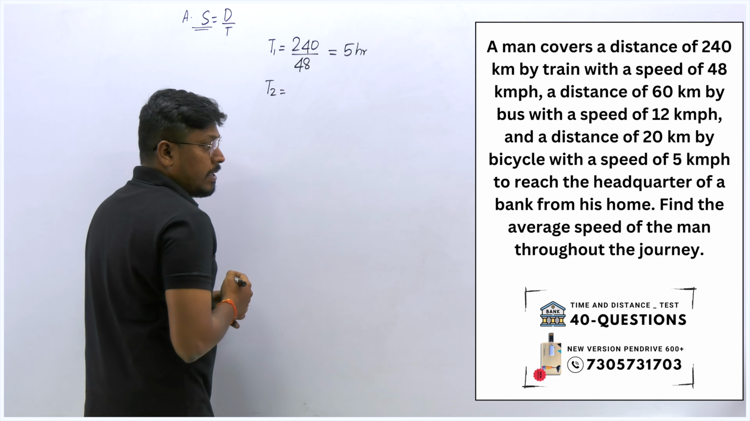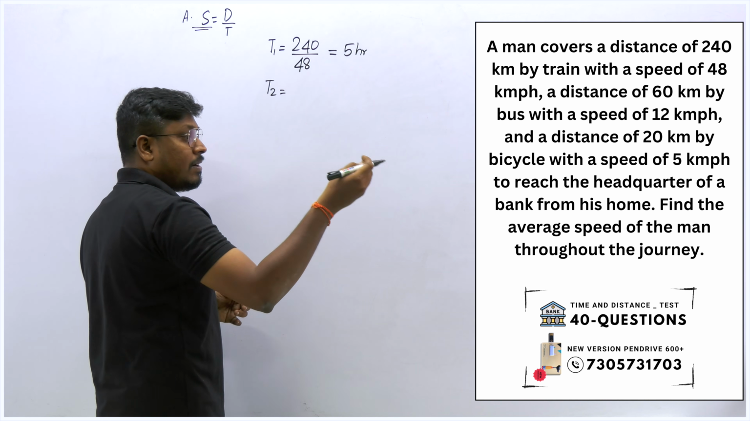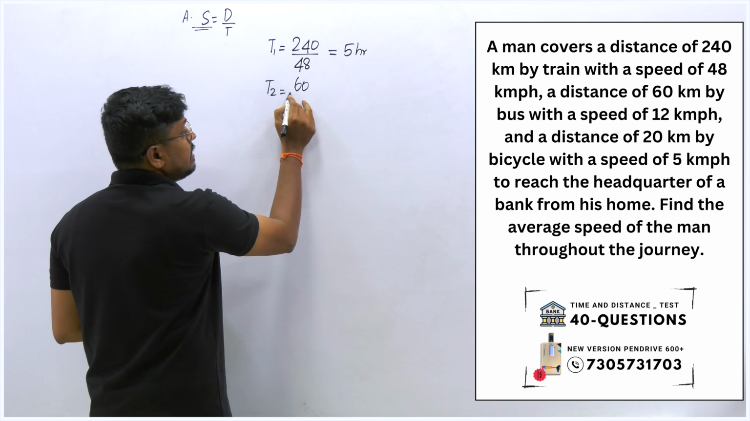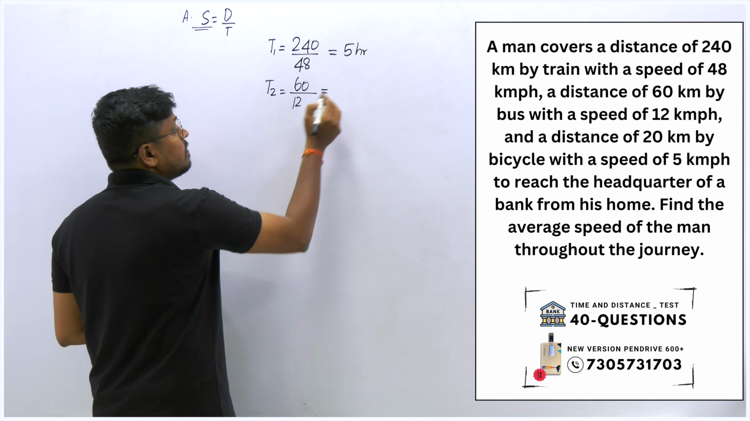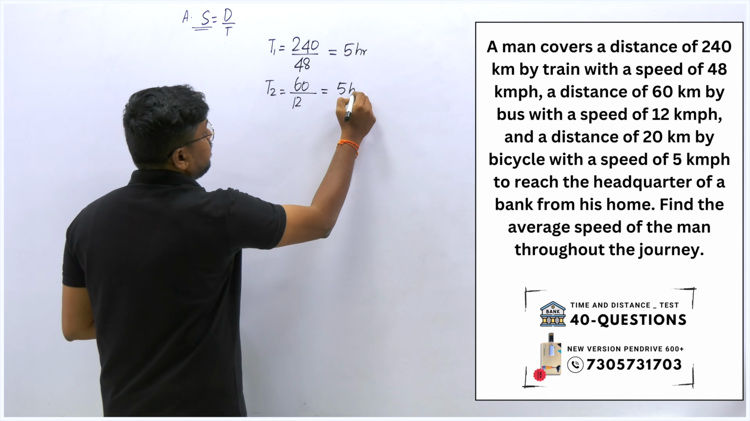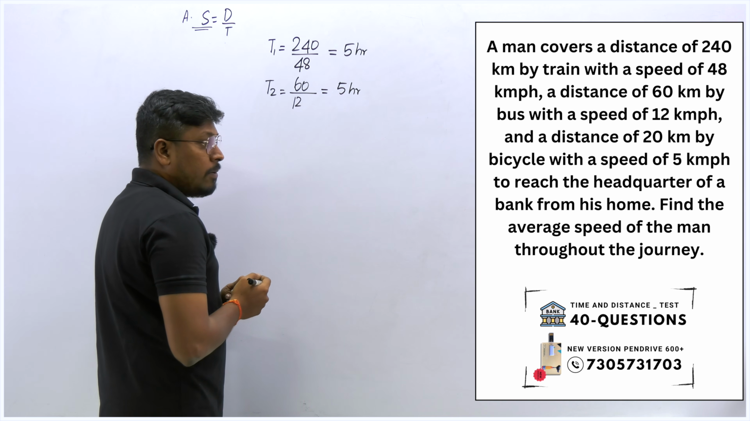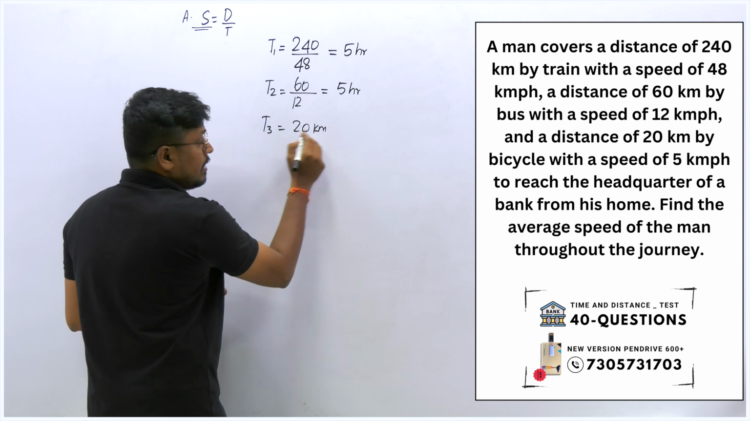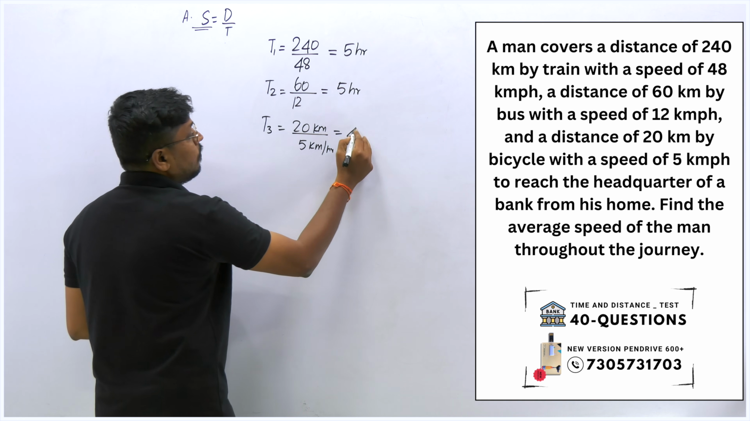The second time: the distance of 60 kilometers by the speed of the bus, 12 kilometers per hour. So 60 kilometers is the total distance by a speed of 12 kilometers per hour. When you cancel it, this will be again 5 hours. So the second time is also 5 hours. The third one: 20 kilometers with the speed of 5 kilometers per hour. When you cancel it, the result will be 4 hours.